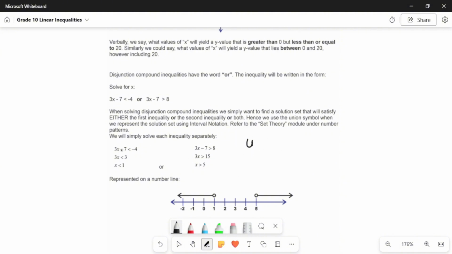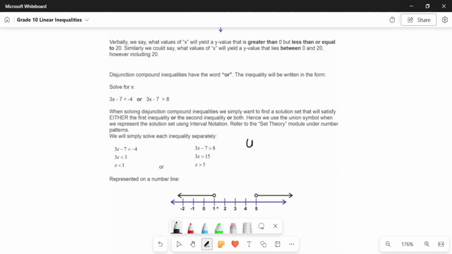So therefore you'll have 3x minus 7 less than minus 4. So 3x is less than 3. So therefore x is less than 1. And 3x minus 7 is greater than 8. 3x greater than 15. x greater than 5. So x greater than 5 and x less than 1 all satisfy this mathematical statement, or both.